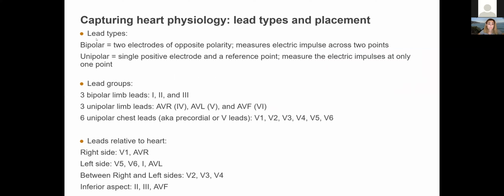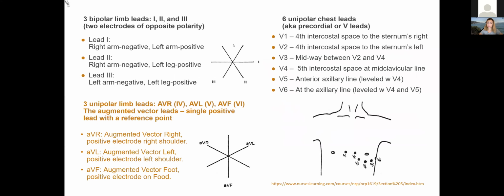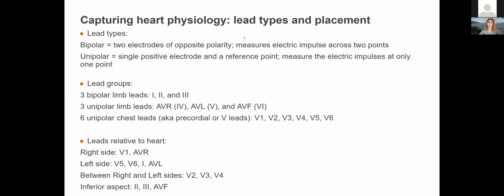So the lead types are either bipolar or unipolar. Bipolar leads are two electrodes of opposite polarity, so there will be two heads of that electrode, and it will pass a current between them to complete the wave. It measures across those two points. A unipolar electrode is a single positive electrode and a reference point to measure the electric impulses at only one point. Lead groups: there are 3 bipolar limb leads, 1, 2, and 3.